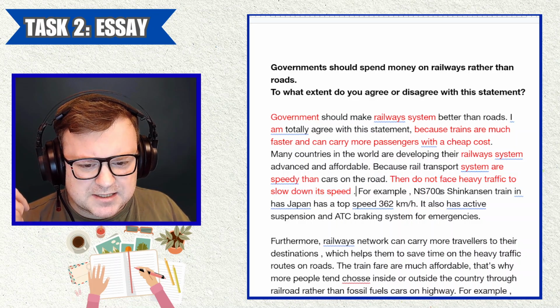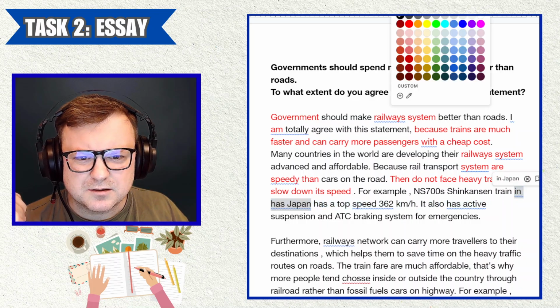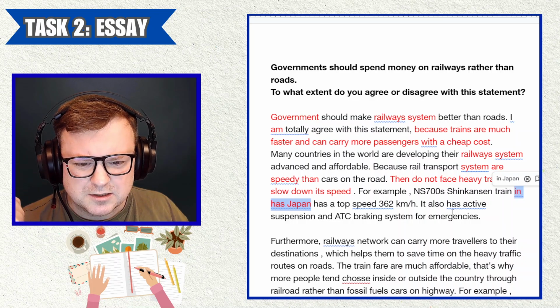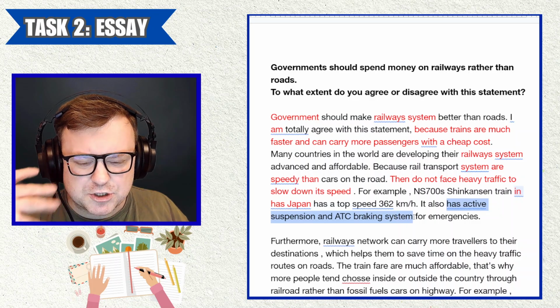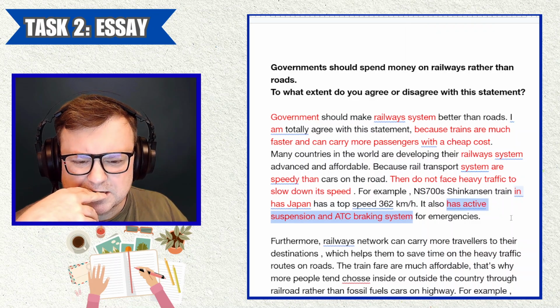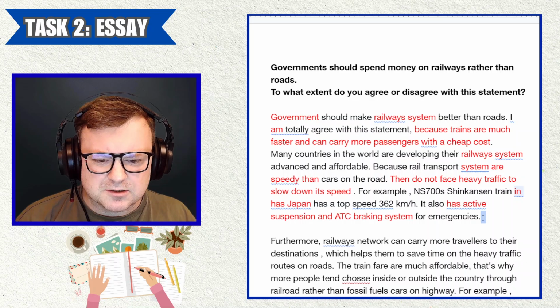For example, NS 700S Shinkansen train in has Japan has a top speed 306, a top speed of, okay. It also has active suspension. Okay, all of this talking about the Shinkansen train's features, specifications, characteristics is completely irrelevant. Yeah, this just isn't an introduction. This isn't an introduction to an essay. Really, it isn't. But okay.